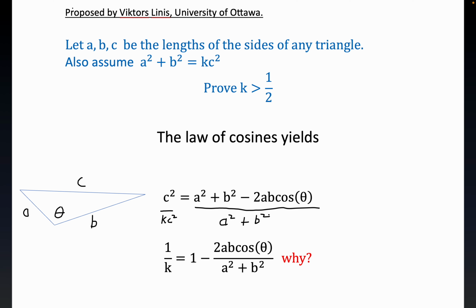Okay, so we're doing pretty good because we're trying to show that k is equal to 1/2. We're already in a form here where if we can get something going here, we can just take the reciprocal and start sailing, right? So anyway, the why here is answered by just dividing through like this, and you end up with this.